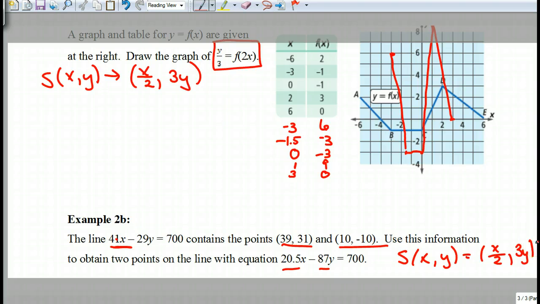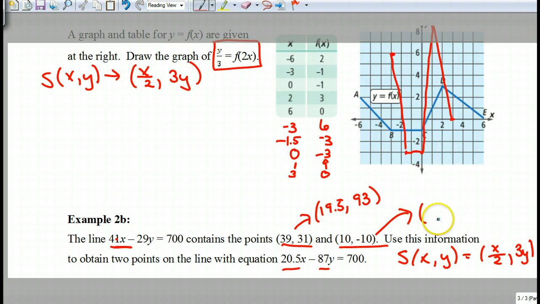Okay, so what it wants you to do is to take these 2 points and translate them with the new translation. Okay, so 39 divided by 2 is what? Okay, so that'll be 19.5. And 31 times 3 is 93, right? Okay, this one, you're going to do the same thing. You're going to take the x value and divide it by 2.